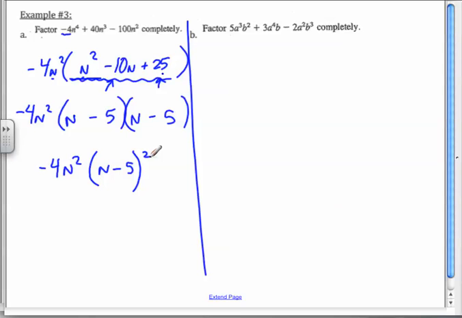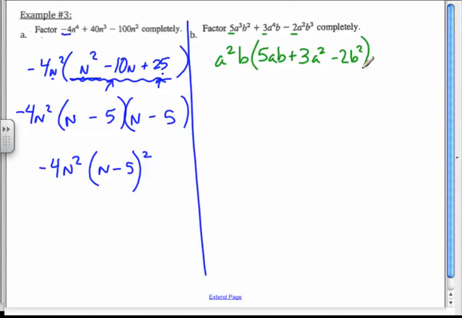Now let's look at B. Again, I've got to pull out something that goes into all of them. Well, I've got 5, 3, and negative 2. Okay, no numbers. But wait a minute. They all have a's and b's. They all have at least a squared, and they all have b. Now, I'd have to multiply this by 5ab to get that first part. Is that right? Yeah. Plus 3a squared. That'd be it there. Minus 2b squared.